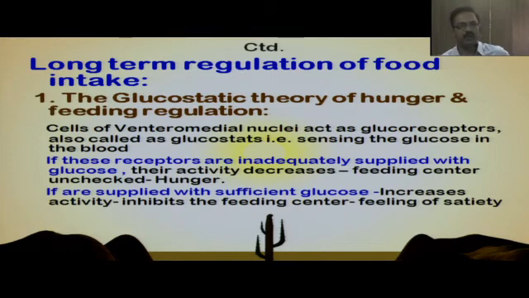In addition to short-term regulations, we have long-term regulations of food intake, in which we have the glucostatic theory of hunger and feeding regulation. The cells of the ventromedial nuclei act as glucoreceptors. These are called glucostats, and there is a set point in these nuclei, that is, sensing of glucose in the blood. If these receptors are inadequately supplied with glucose, their activity decreases and the feeding center remains unchecked, and it leads to hunger. If they are supplied with sufficient glucose, their activity increases and inhibits the feeding center, and there is a feeling of satiety.